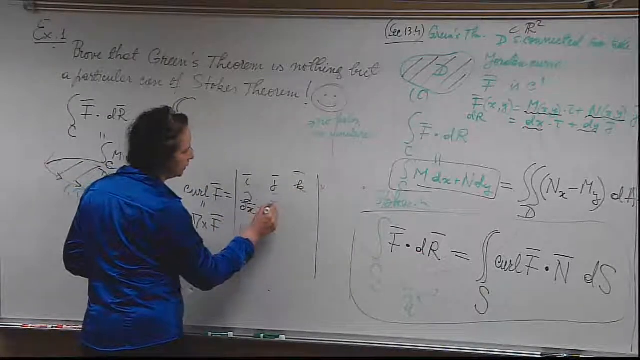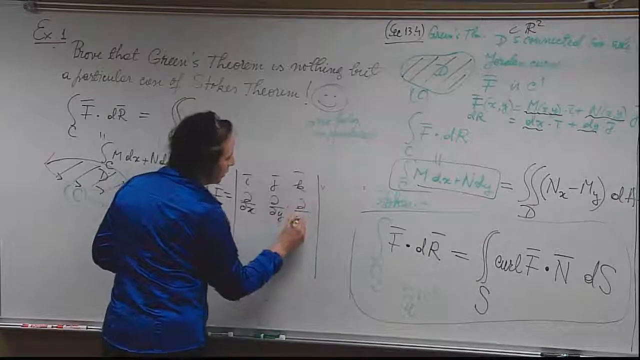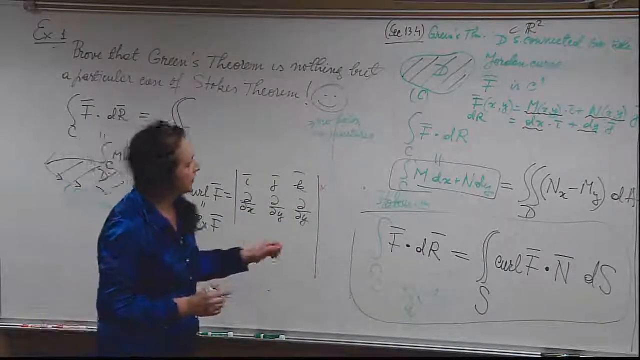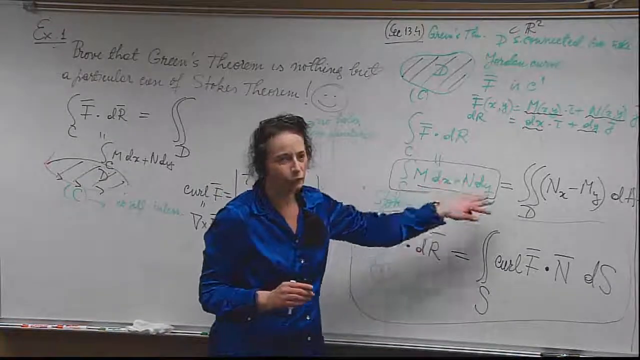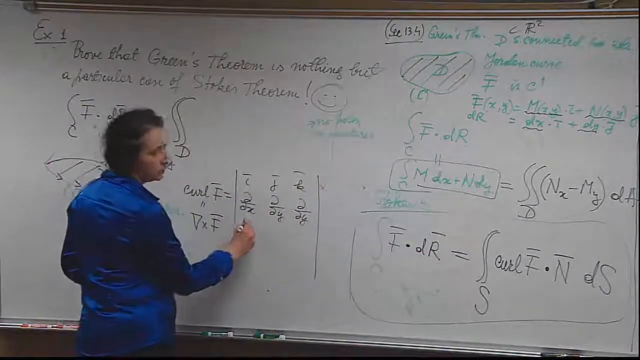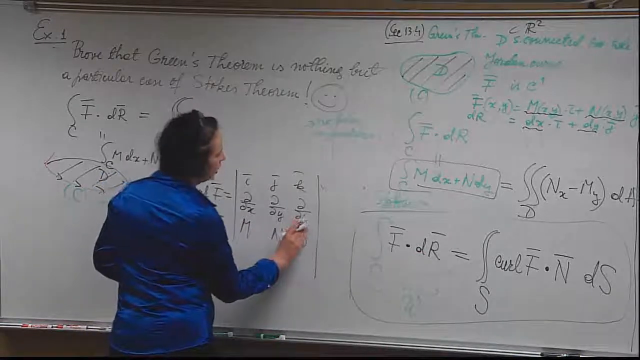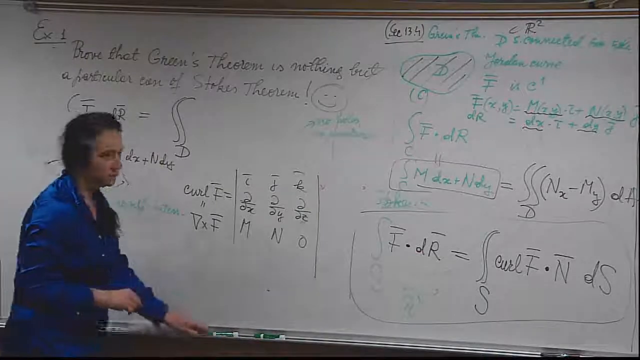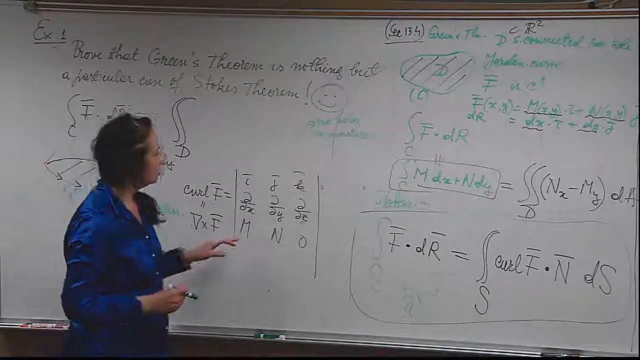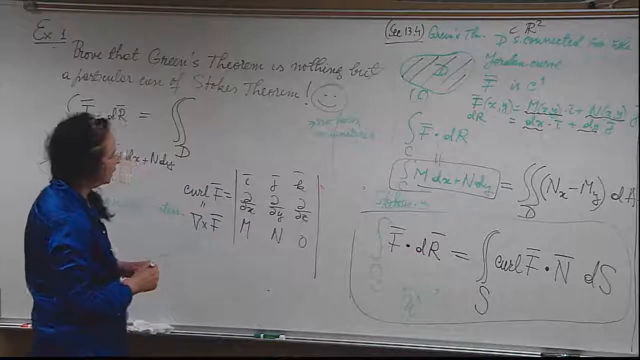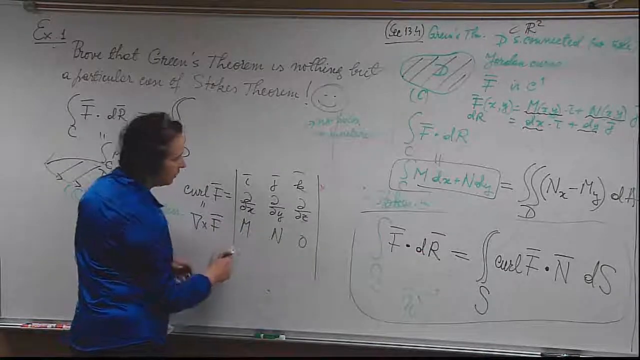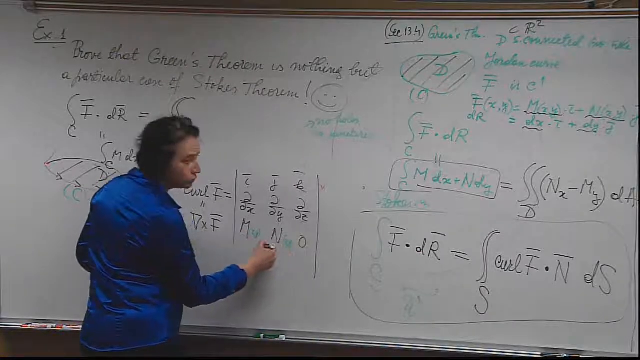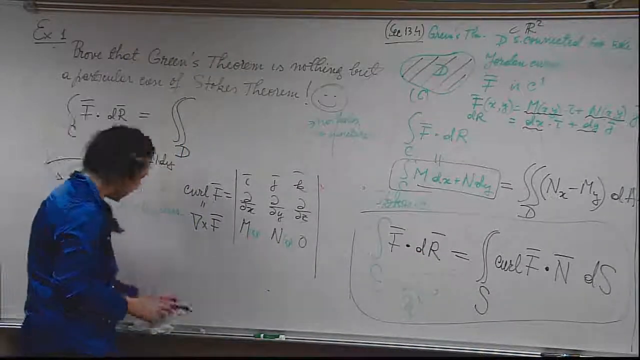D dx, D dy. I'm in principle in R3, but I'm really lucky because in this case F is R2-valued. D dz? Thank you, Sam, you're so on the ball. I wrote it twice. So M and N and 0. M is a function of x and y only. And of course, do I have to write that? No, I'm just being silly.